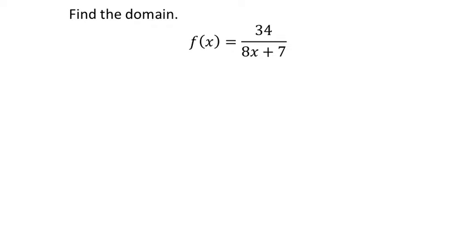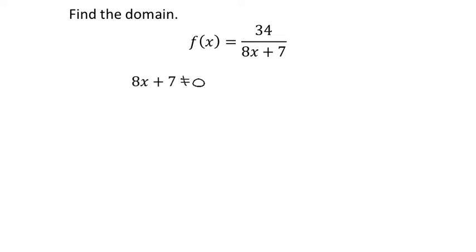Right, so this one's going to work the same way. We're going to take that denominator right there, 8x plus 7. I don't care about the numerator, okay? If it had an x in it, I wouldn't care. I don't care that it's 34, if it's big or small or negative, doesn't matter. I just need to focus on the denominator, and I know that it cannot equal 0.